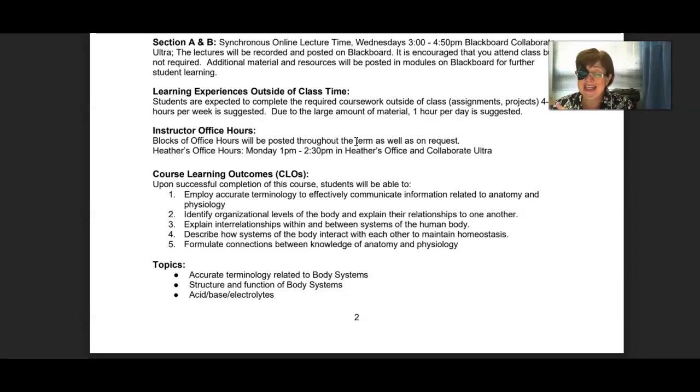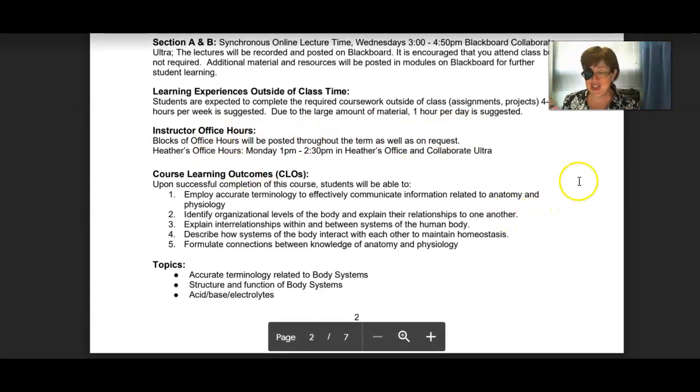We're going to look at the different organizational levels of the body and look at their relationship to each other. We're also going to explain interrelationships between systems of the body, and that's more towards the end. And one of the keywords we're looking at is homeostasis in this course. Homeostasis is having everything balance out and remain at balance. We'll talk about that. Then we're also going to look a little bit at connections to anatomy and physiology in your program, but it's limited because there are so many programs.